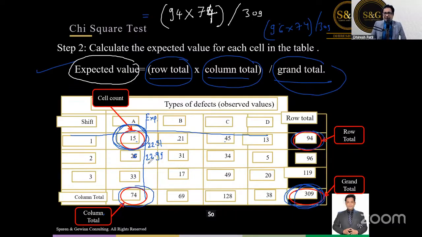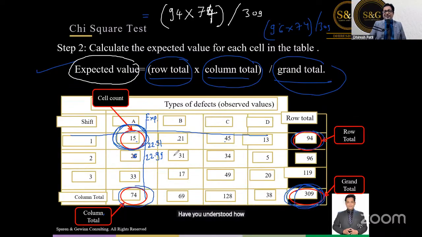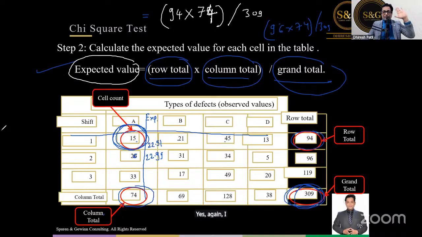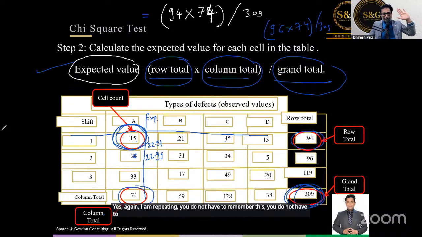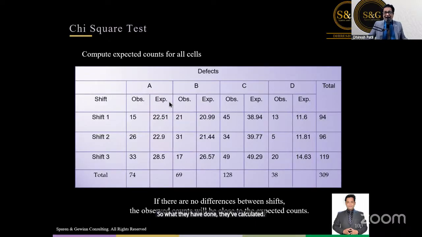So similarly, there is an actual value and there is an expected value they will calculate for every value. Clear? Have you understood how this is calculated? Row total into column total divided by grand total. Clear? Again, I am repeating, you don't have to remember this, you don't have to manually calculate this, okay? Very good. Now, like we have calculated 22.51, the expected value. So what they have done, they have calculated actual values and their respective expected values.